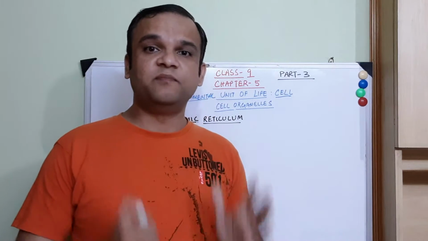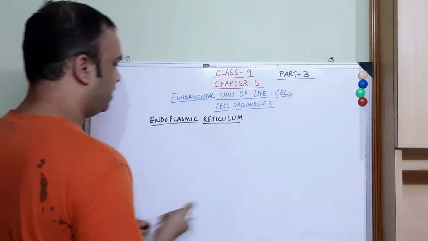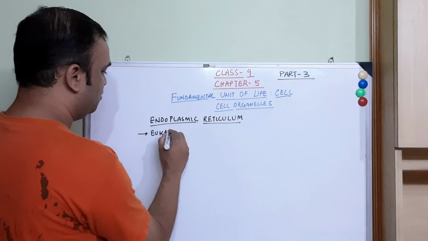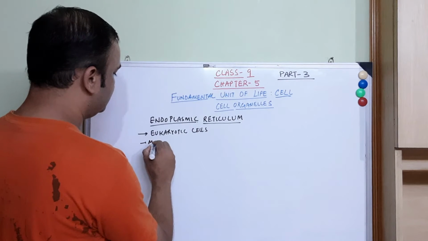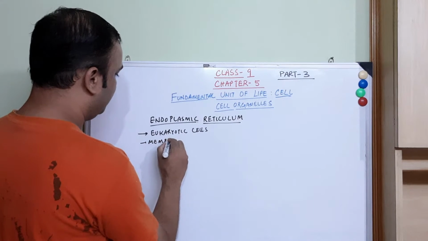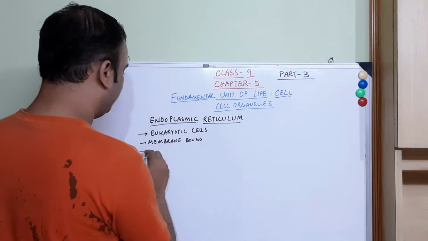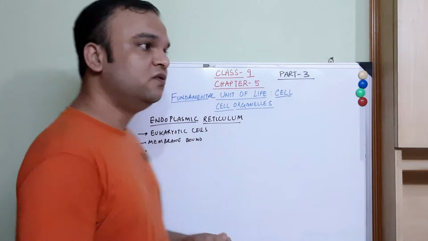Endoplasmic reticulum is an important cell organelle found in the eukaryotic cells. So the first point is where it is found. It is found in eukaryotic cells. It is a membrane bound cell organelle, so it will also have the double layered cell membrane. And the important thing is that the endoplasmic reticulum is found nearby the nucleus.